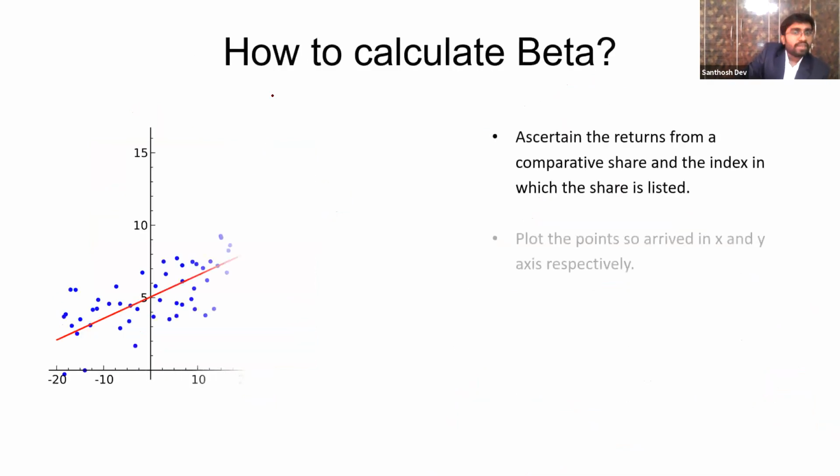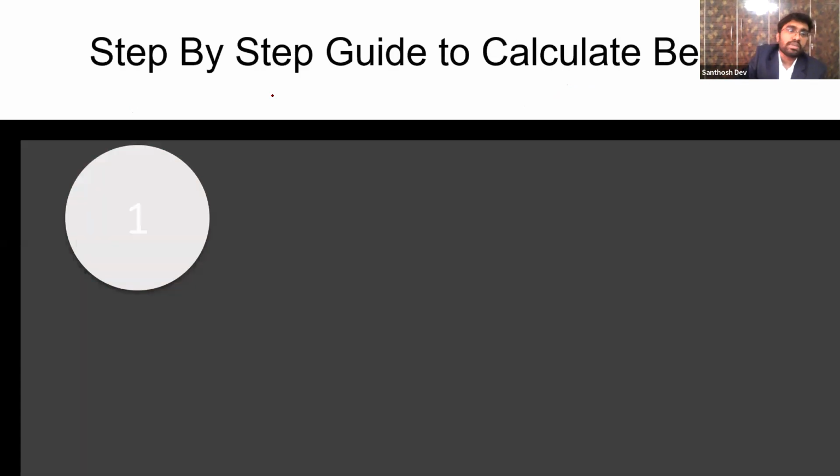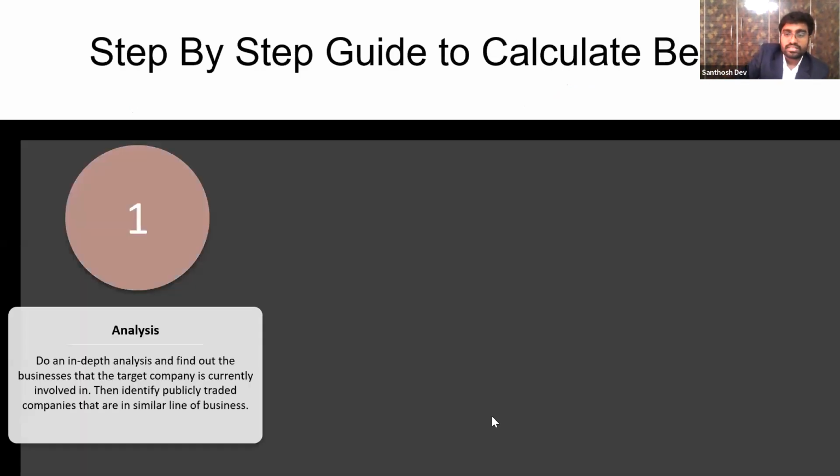How to calculate beta? We will go through a step-by-step guide. This is not my guide; I have taken it from a few people, including Aswath Damodaran. The first thing that we do is do an in-depth analysis of what the company is into, what are the businesses that the company is into. When I say target company, I am talking about the company that we have in hand, the company for which we are trying to find out the value.